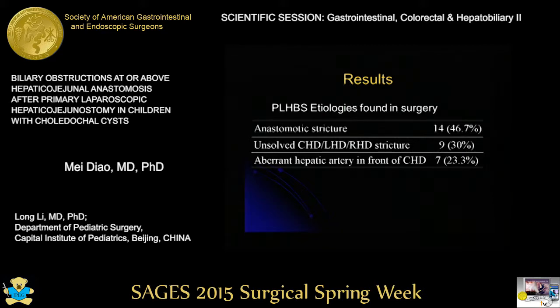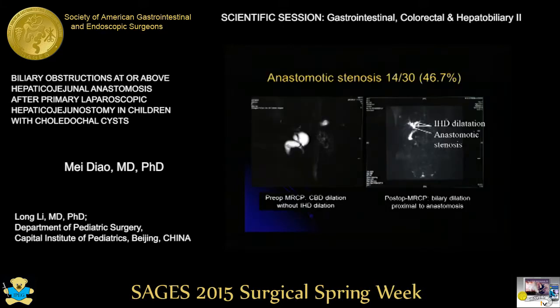Result. Anastomotic stricture was found in 14 cases, about 46% of the patients. In 9 cases, the obstruction was above the original anastomosis. In 7 patients, the obstruction was caused by an aberrant hepatic artery in front of the common hepatic duct.